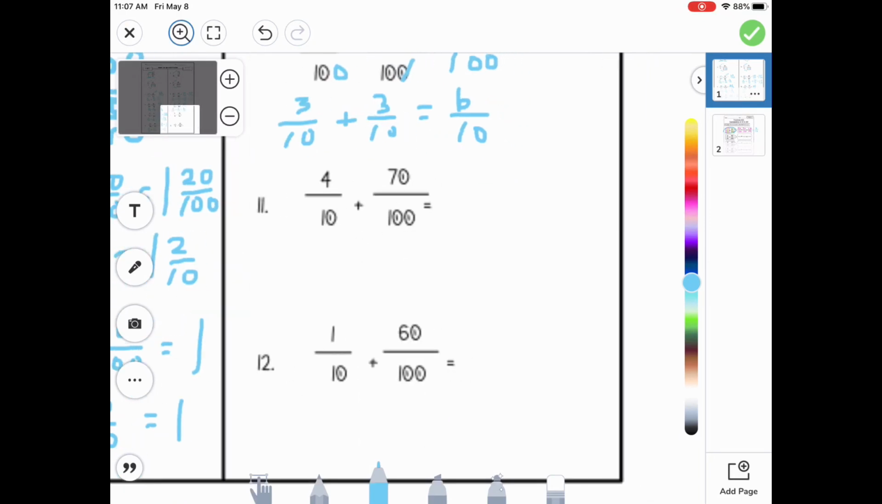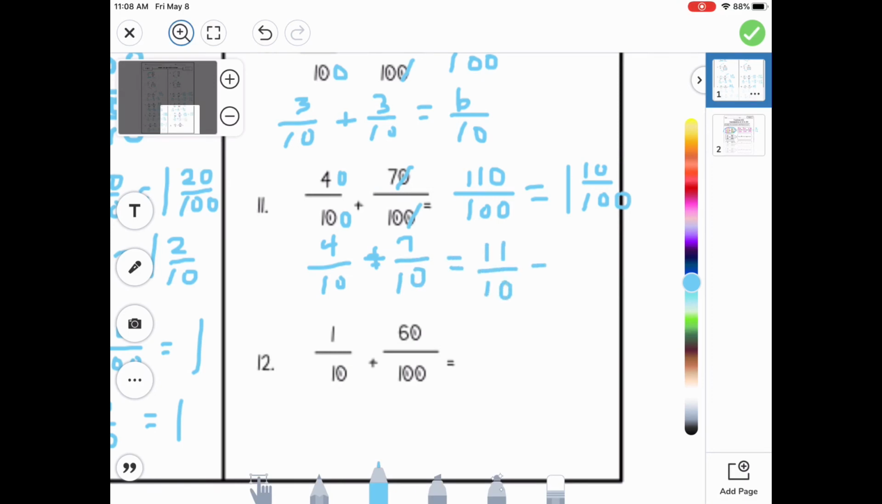Question number 11, I could have turned 4/10ths into 40/100ths. 40 plus 70 equals 110/100. Because that's improper, the top number is larger than the bottom. That's the same as 1 whole and 10/100. Or I could have kept 4/10ths the same and changed 70/100ths into 7/10ths. Make that a plus sign. And I would have gotten 11/10ths, which is the same as saying 1 whole and 1/10.